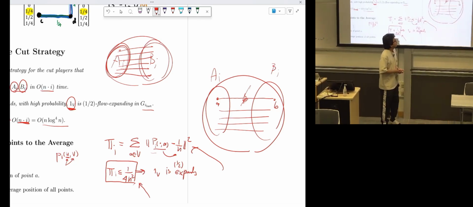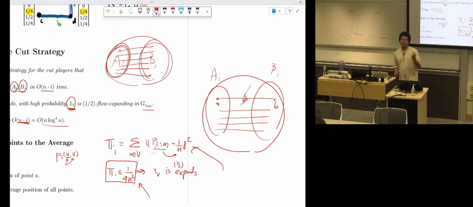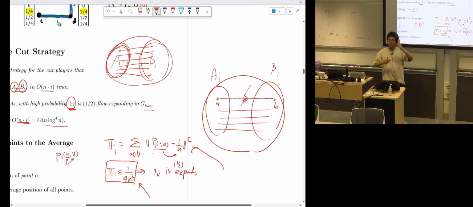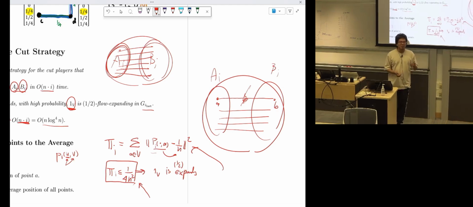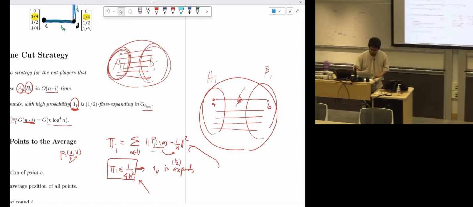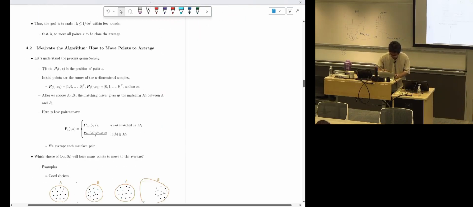But the thing is that we cannot afford to just work on this large space. When you have n-dimensional space and n points, the total information that you need to process is n squared numbers, but you want to spend time something like n. That's impossible. So the idea is to project all the points to a low dimensional space.